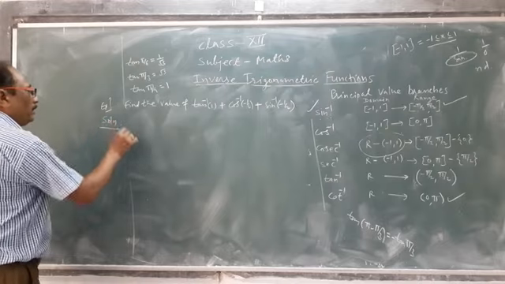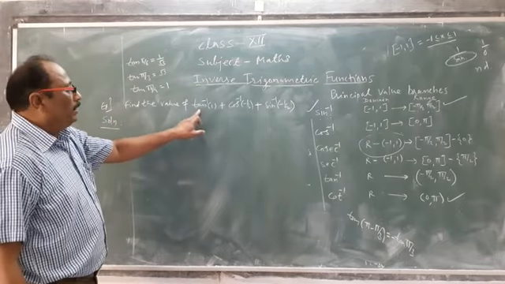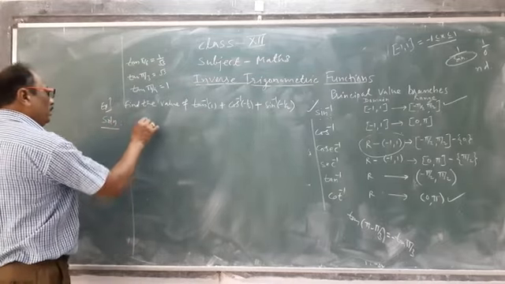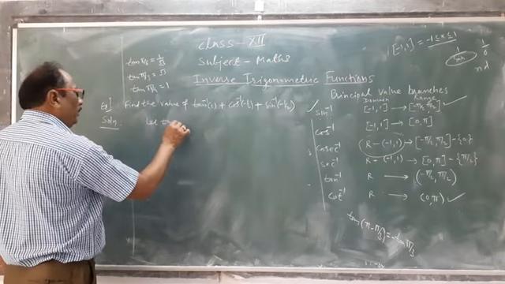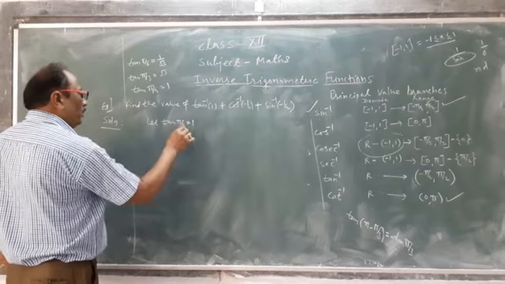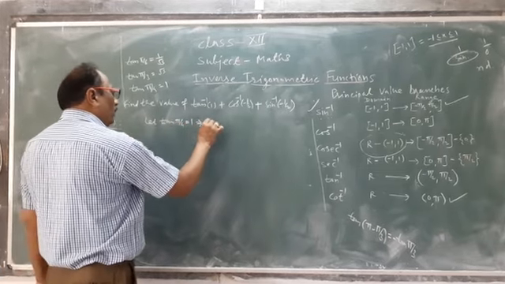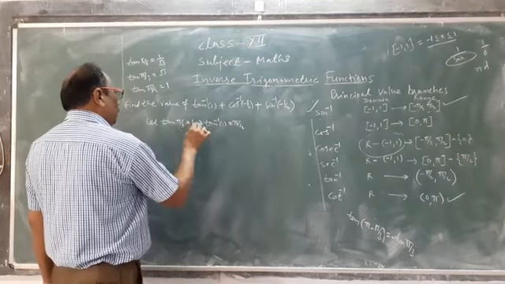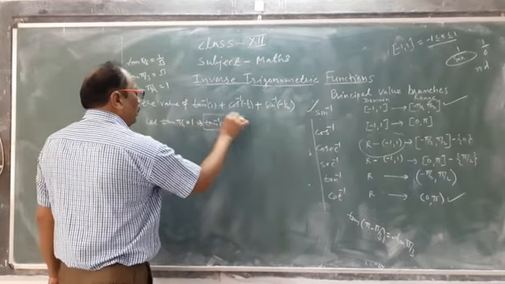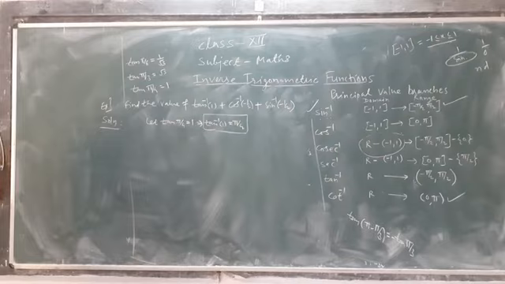We solve this example. Tan inverse of 1 means what? Let us see: tan pi by 4 is equal to 1. Therefore, tan inverse of 1 is pi by 4.